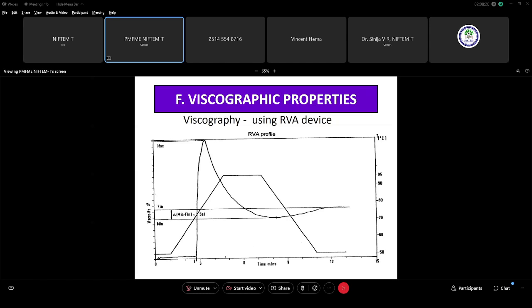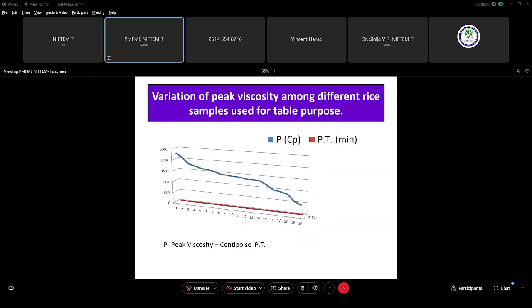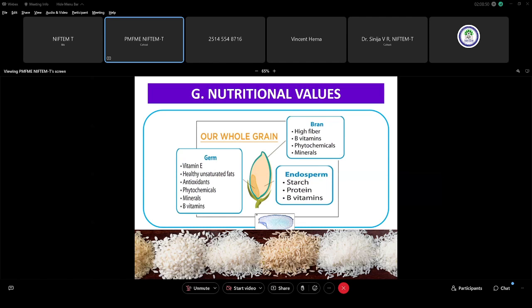Then the viscographic property is also very important. So if you want to test different varieties to give different properties or to make different products, we can select specific varieties using this technique. This is table surface rice, where the peak viscosity has ranged from about 500 to 2500 for about 20 varieties collected in the market.